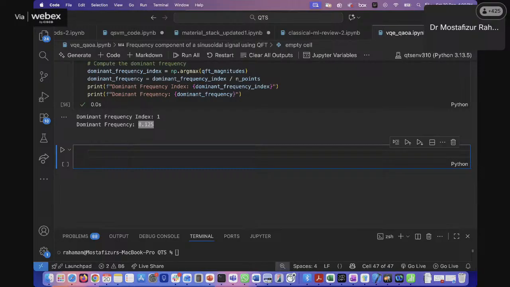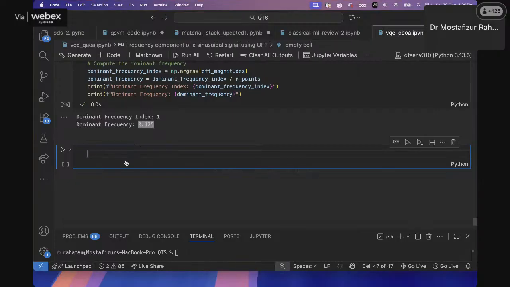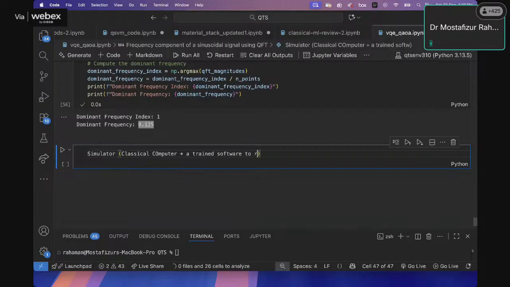This is a very good question. What is the difference between running on a simulator and running on a platform? Good question. If you are running on the simulator, simulator means what? Simulator means a classical computer plus a trained software to run your quantum algorithms, for example, the QFT.